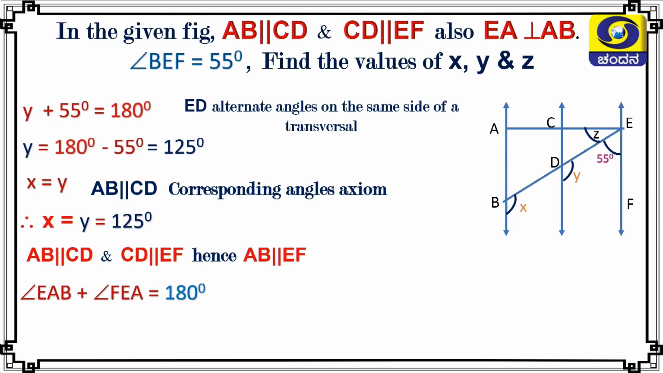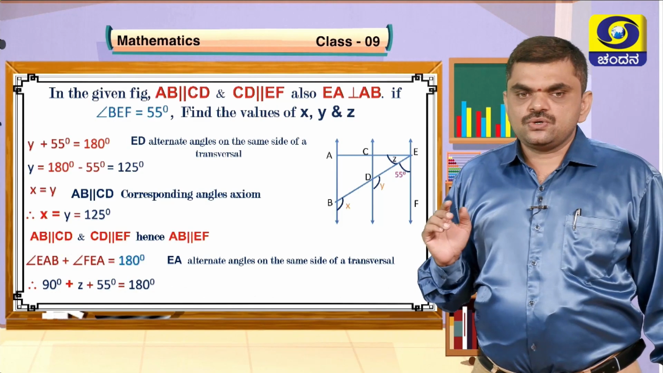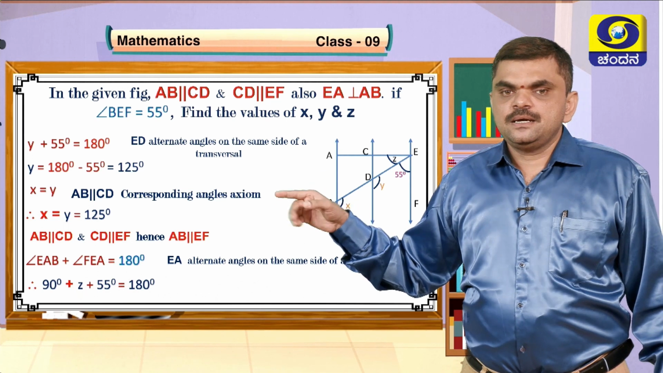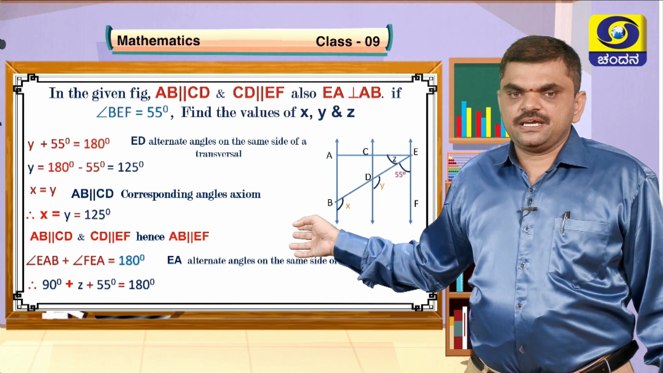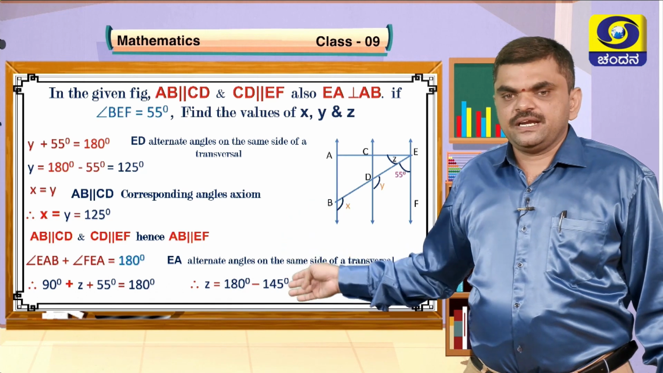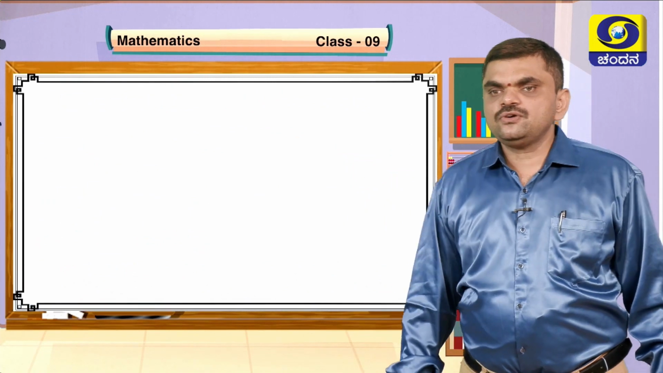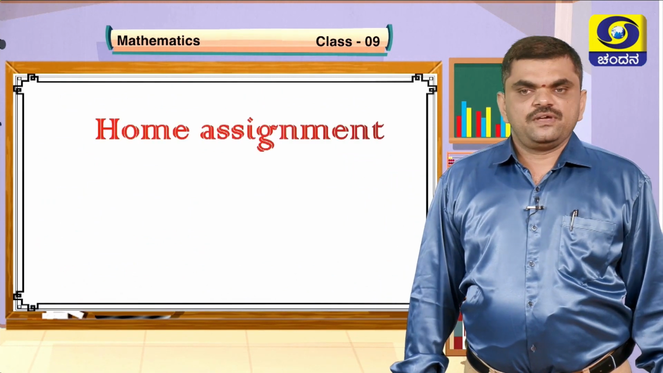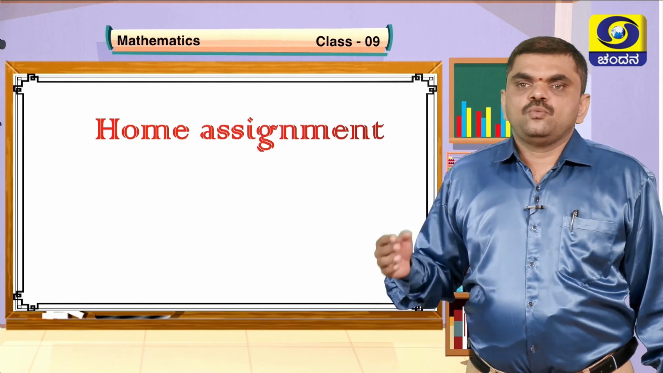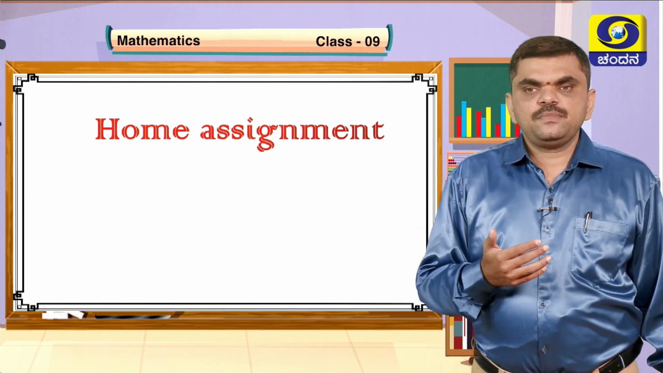Therefore, angle EAB plus angle FEA is equal to 180 degrees because of alternate interior angles on the same side of a transversal. So 90 degrees plus z plus 55 is equal to 180 degrees. Hence z is equal to 180 degrees minus 145 degrees, that is equal to 35 degrees. Angle z is equal to 35 degrees. This is how we have to solve the problems, children. I solved one problem from the exercise and one problem from the examples.